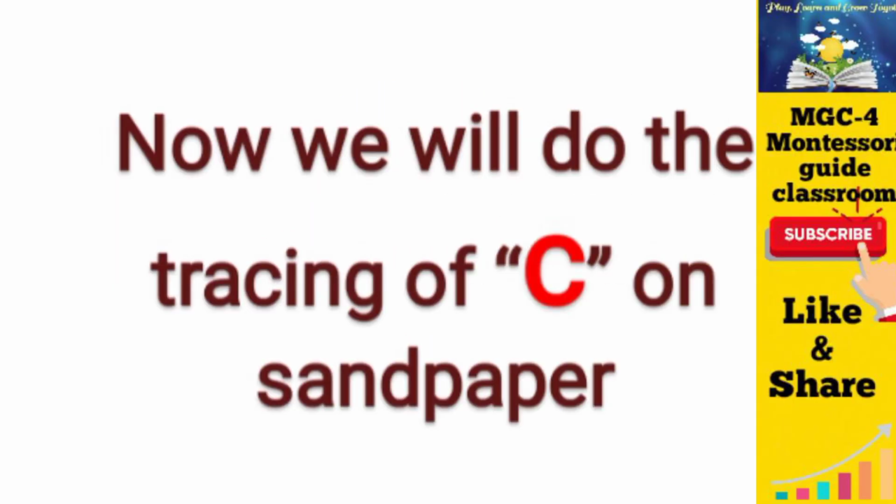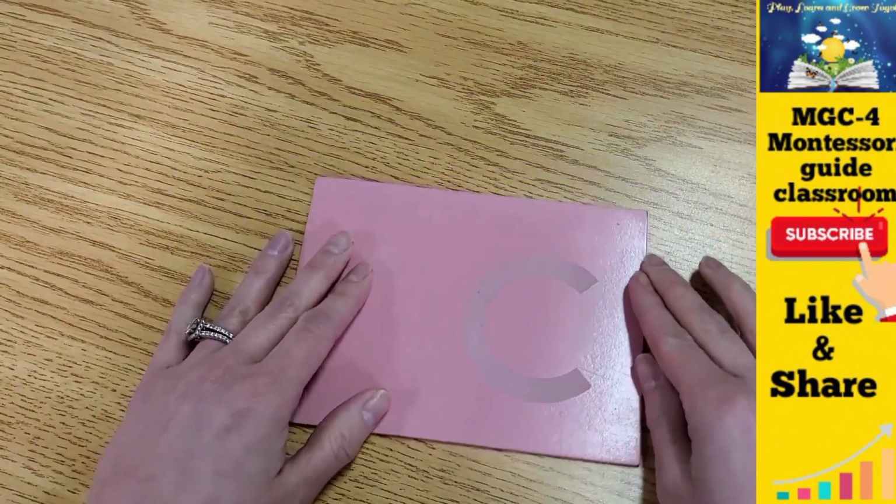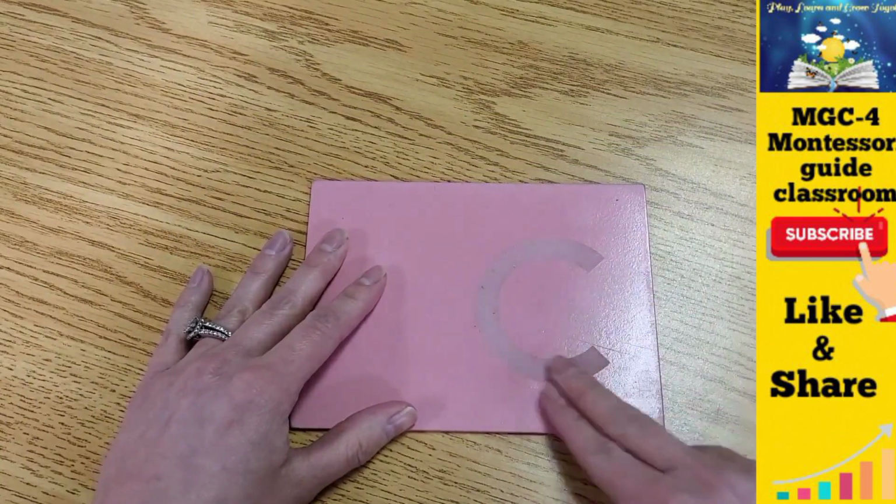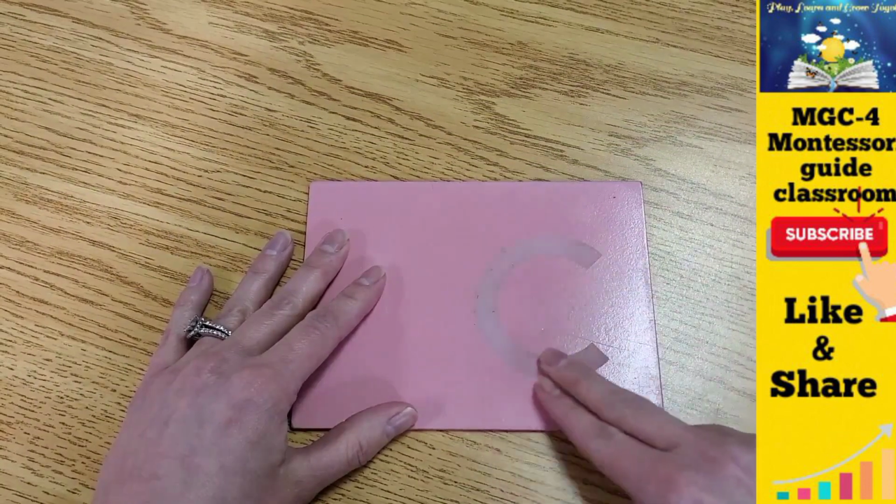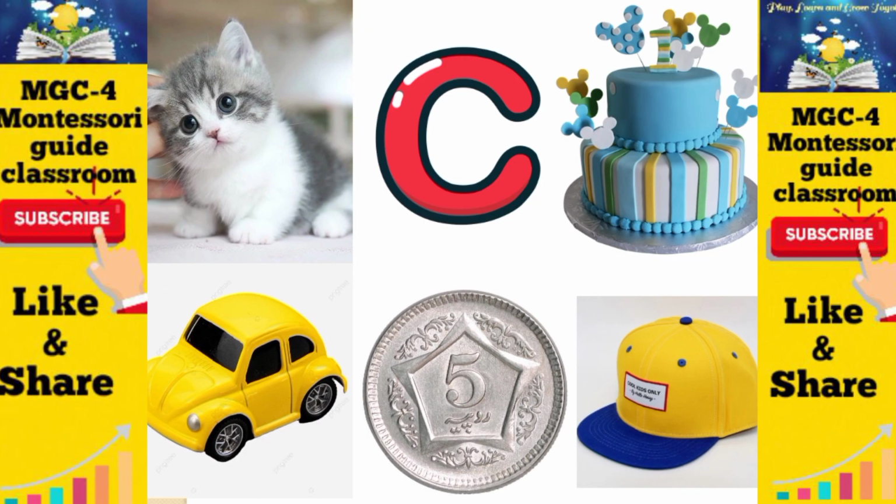Now, first we will do tracing of K on sandpaper. Sandpaper, sandpaper. Okay, now speak with me. K cake, K cat, K car, K coin, and K cape. K cap.